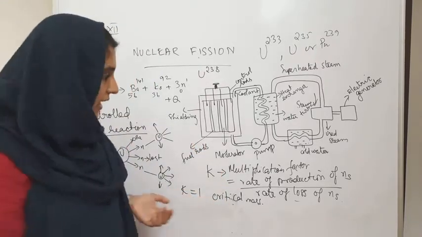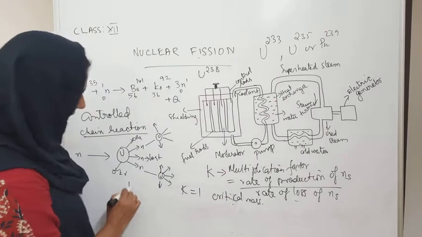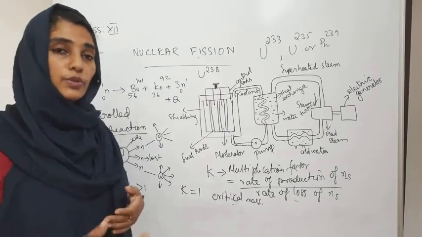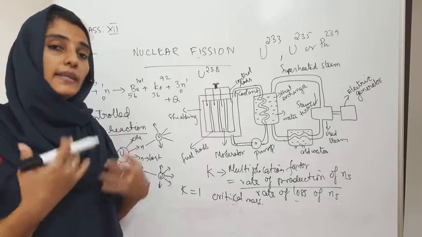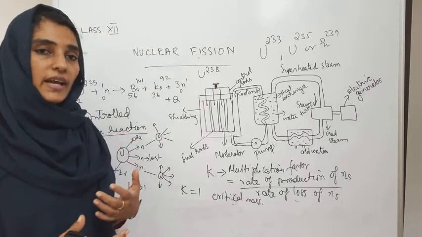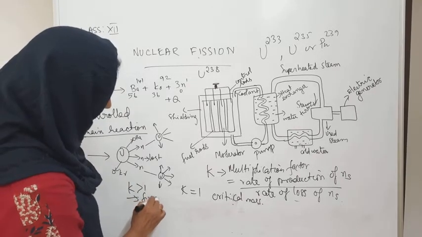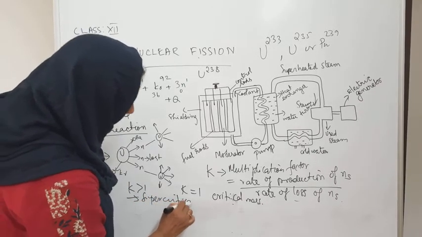What happens when K is greater than 1? K greater than 1 is a very dangerous situation where the number of neutrons produced keeps increasing, and it will go on initiating further reactions and can lead to an explosion. So this is a supercritical state, which can be dangerous.